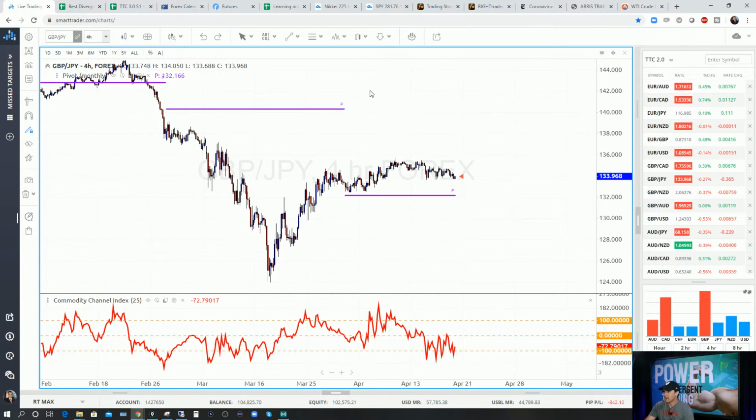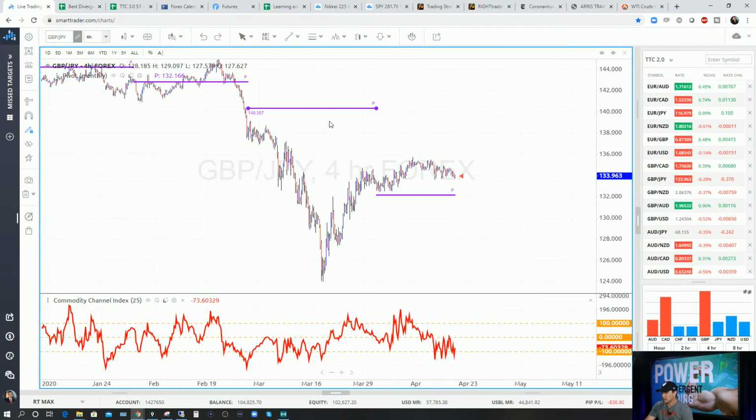All right, let's go ahead and I'm going to call this. Let's see here, which is the one we're going to call. Let's call this the current target, the unhit target, 132.16, because we really have to see price go low.